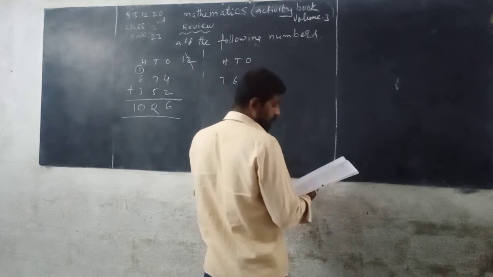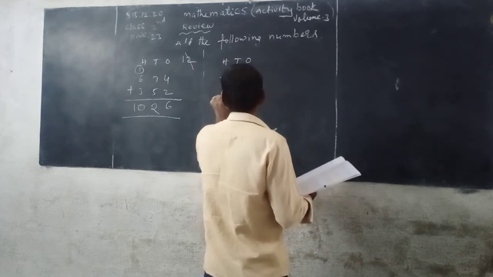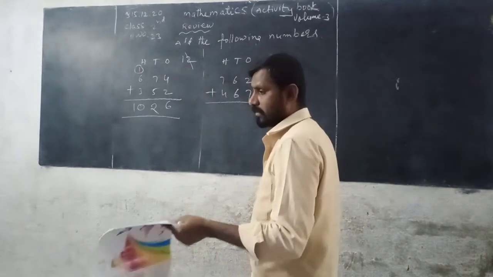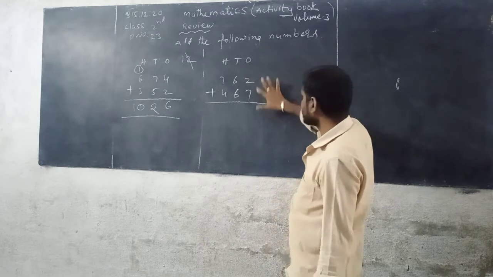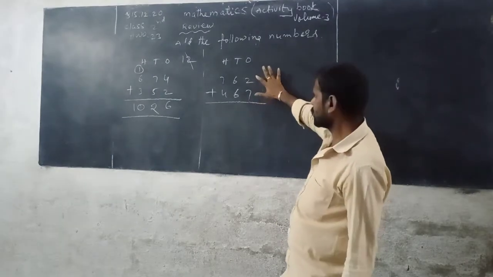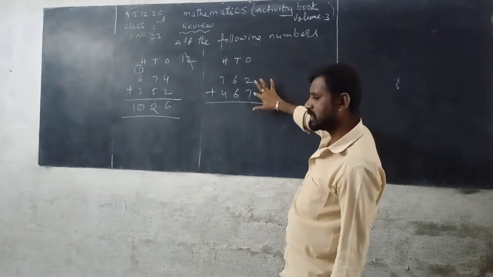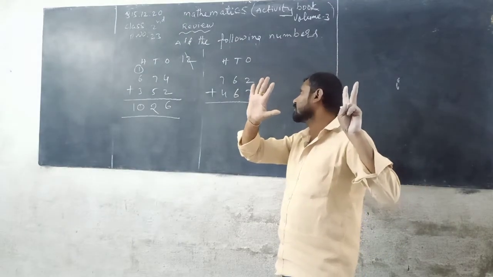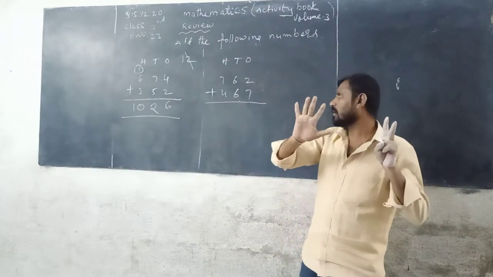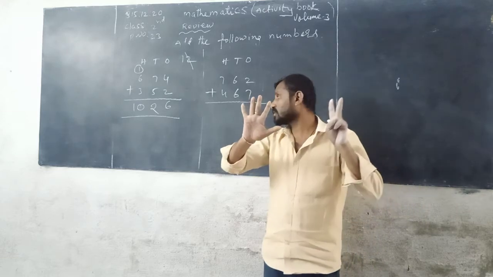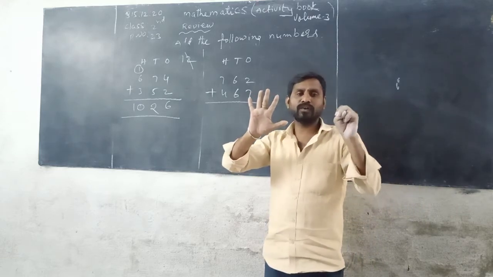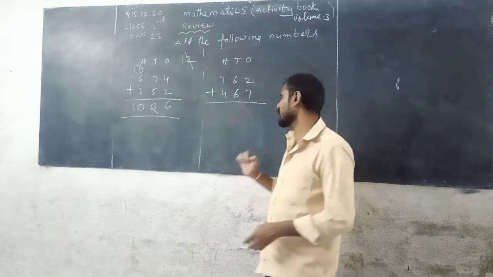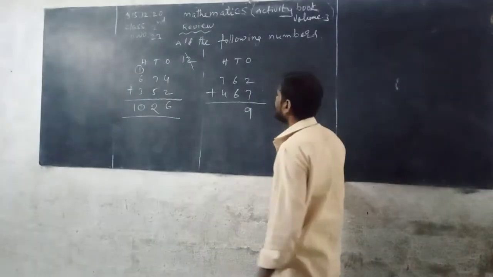62 plus 467. Look at the blackboard. First we add the digits in ones place. 2 plus 7. So 2 after, you can count 7 fingers. Keep 2 in your mind. Now you count 7 fingers. So 2 after 3, 4, 5, 6, 7, 8, 9. 9 is the sum of the digits in the ones column.